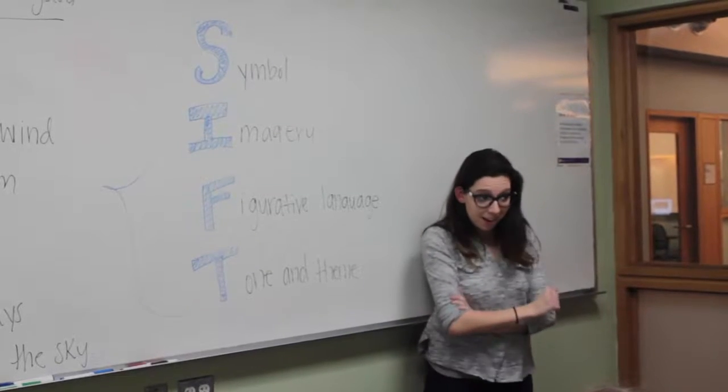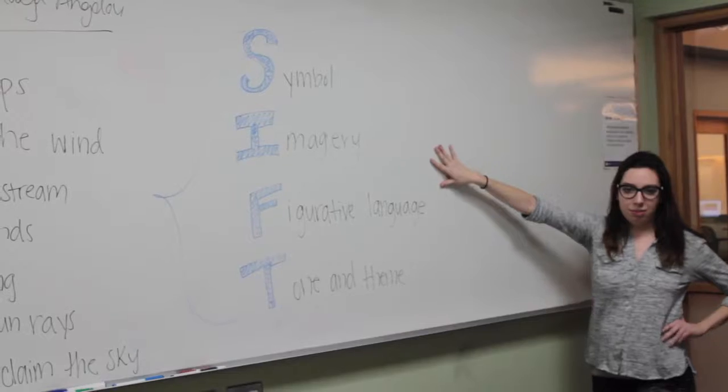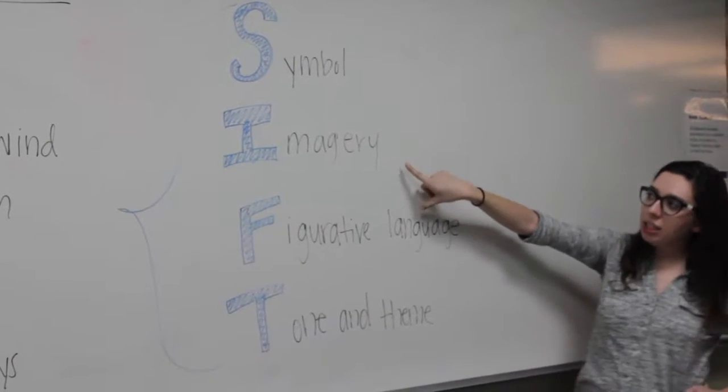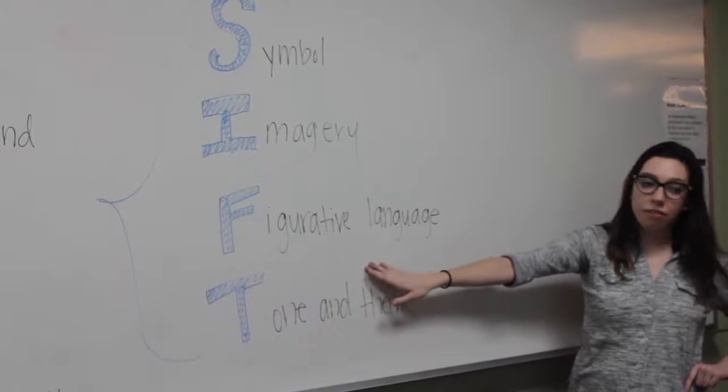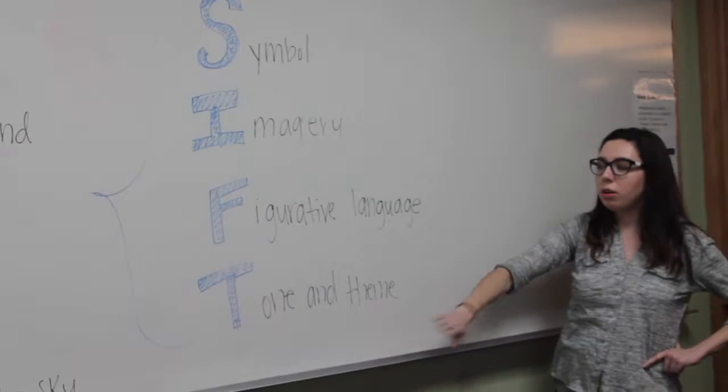So to help us annotate, we're going to use this acronym SIFT. Okay? So S is for symbol, I is for imagery, F is for figurative language, similes, metaphors, things like that, and T is for tone and theme.